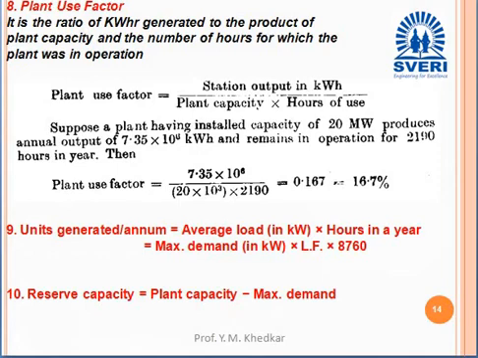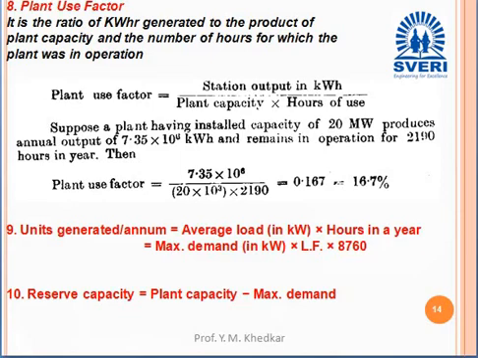The next parameter which we are going to discuss is the plant use factor. It is the ratio of kilowatt hours generated to the product of plant capacity and the number of hours for which the plant is in operation. So the formula can be written as: plant use factor is equal to station output in kilowatt hours divided by plant capacity into hours of use. So, one simple problem is given over here to understand how to calculate the plant use factor.